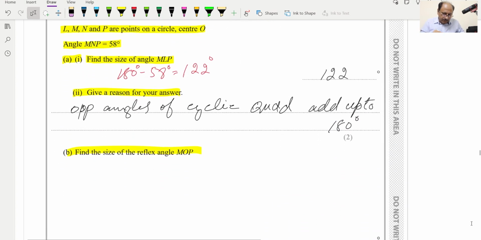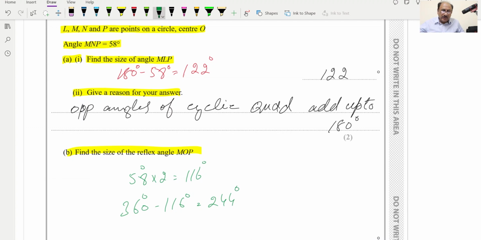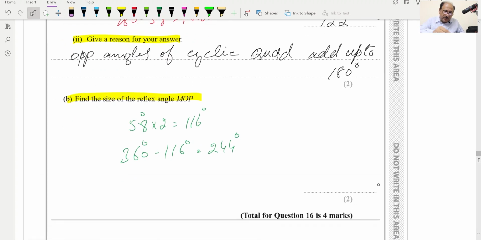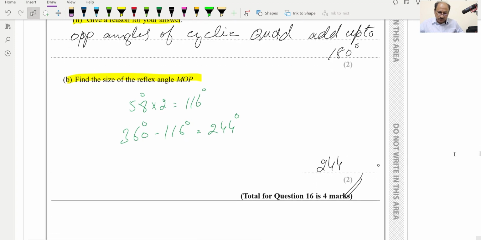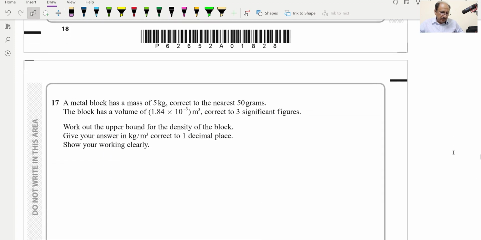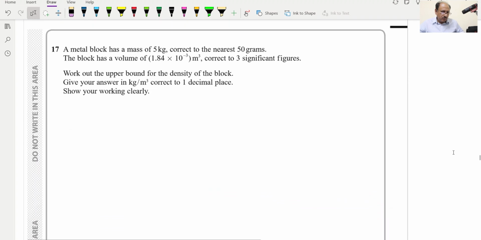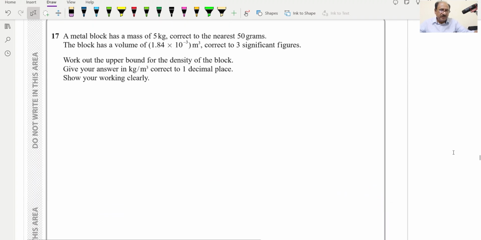We can provide this same working which we have written over here. We can write here 58 into 2 is equal to 116. So 360 minus 116 degrees will be equal to 244 degrees, and this will be our final answer. 244 degrees, 2 marks question. Degree symbol is already there, so we can erase it. This is done. Now question number 17.